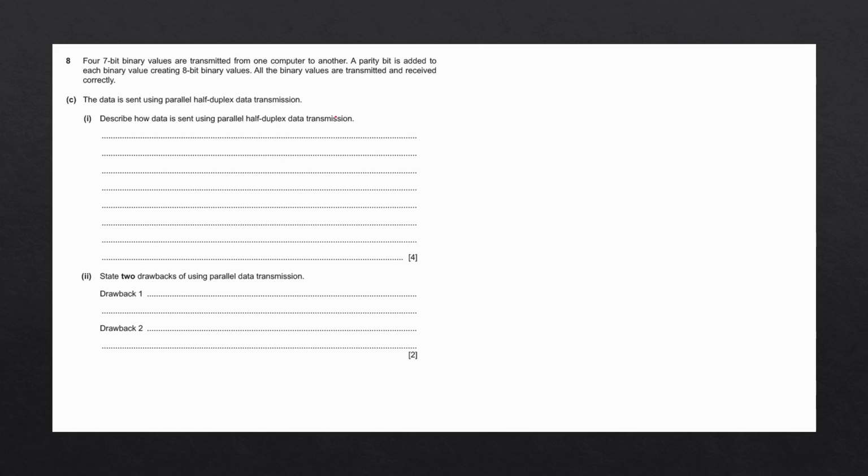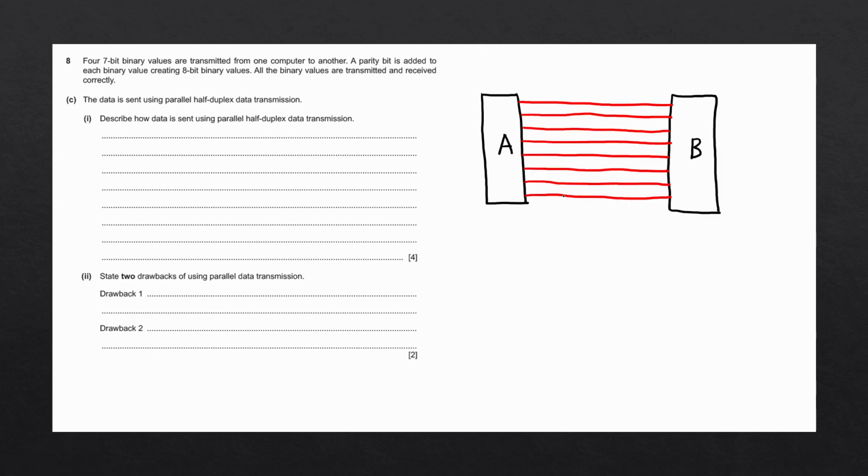I'm going to draw a diagram to represent this situation. This diagram represents two devices or two components connected together by 8 individual wires. This is a representation of parallel data transmission, where we can send one bit over each wire at the same time. The opposite of this would be serial, where we only have a single wire connecting A and B, and we can only send one bit through that wire at a single time. With this setup, we're able to send multiple bits at the same time, meaning we can send data faster.